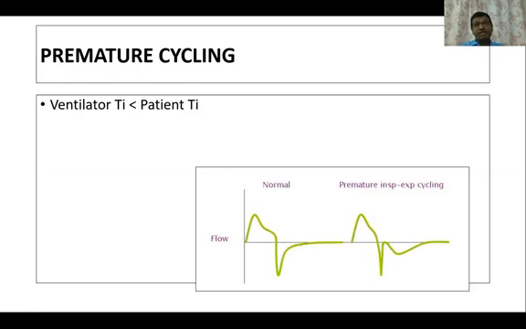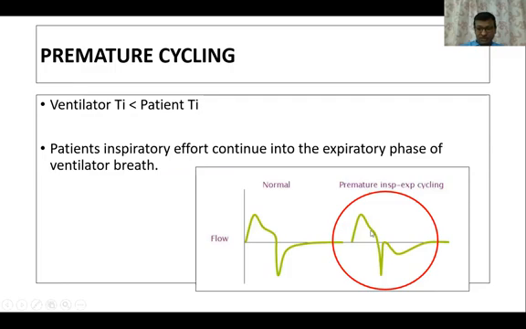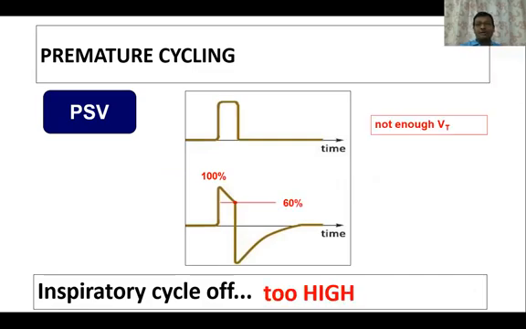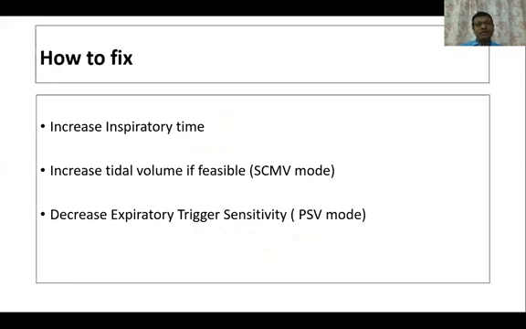Now, premature cycling is where the ventilator's inspiratory time is less than the patient's inspiratory time. And what happens here, you can see, the patient's inspiratory efforts continue into the expiratory phase of the ventilator breath. So, in pressure support ventilation, if you put expiratory trigger sensitivity very high, it will lead to premature cycling and the tidal volume delivered will be low. Then how are you going to fix it? You can increase the inspiratory time, you can increase tidal volume if possible, and you can decrease the expiratory trigger sensitivity in a pressure support mode.